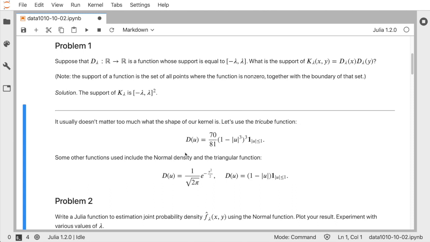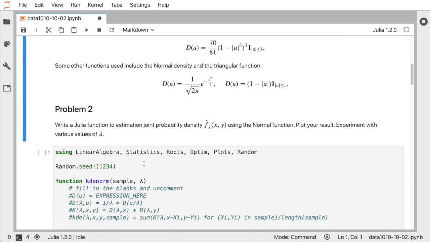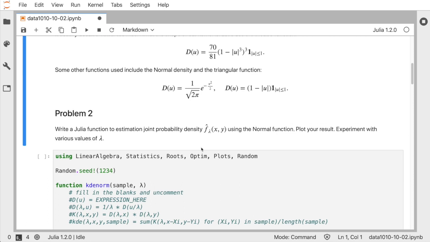Other possible kernel shapes include the density of the Gaussian distribution or the triangular function, which is 0 up until -1, and then it rises at slope 1 until it hits 0, and then comes back down at slope -1 and stays 0 after that. So in the second problem, we're going to use the Gaussian function as our kernel, and we want to see what the resulting kernel density estimator looks like.